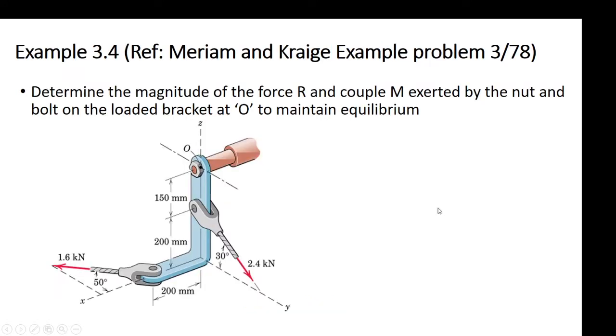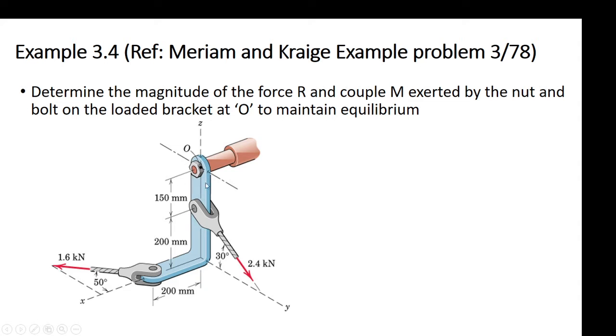So example 3.4, reference Meriam and Craig. Actually, it is exercise problem 3/78. Determine the magnitude of the force R and the couple M exerted by the nut and bolt on the loaded bracket at O to maintain equilibrium. So you may carefully examine, this is the bracket which is loaded by cables, and the arrangement is such it will provide only tensile forces, 1.6 kilonewton here and 2.4 kilonewton here, and this is secured completely by the bolt.